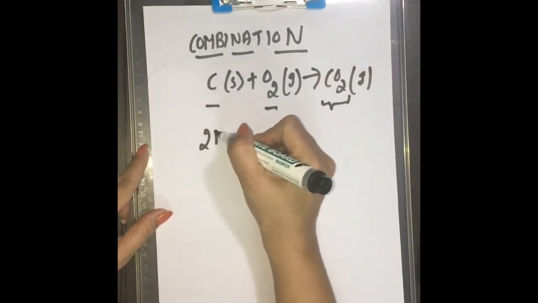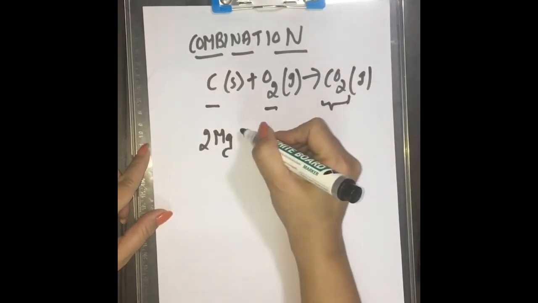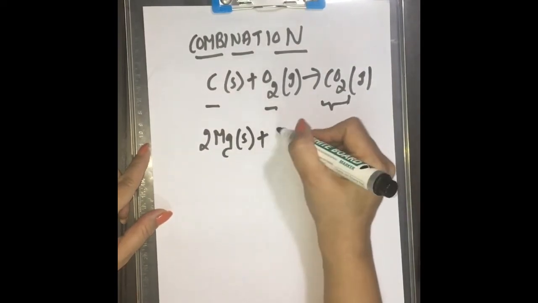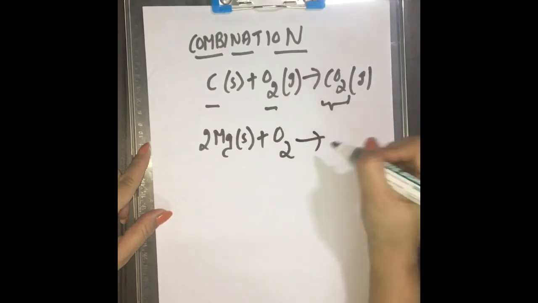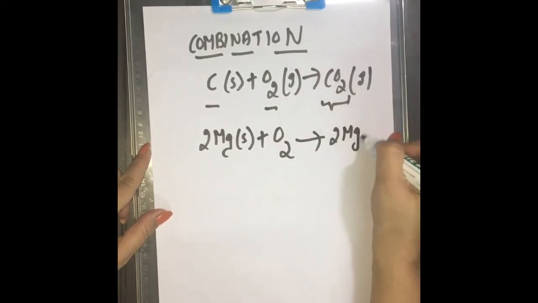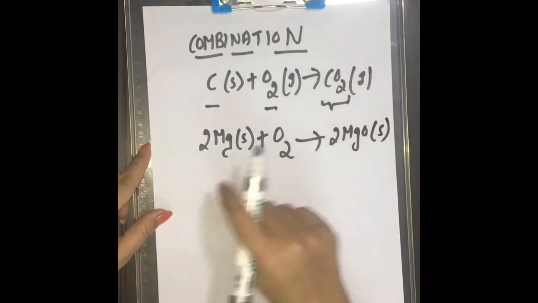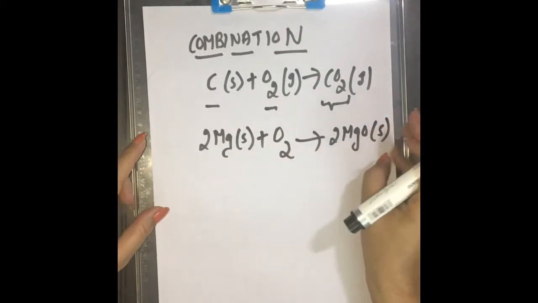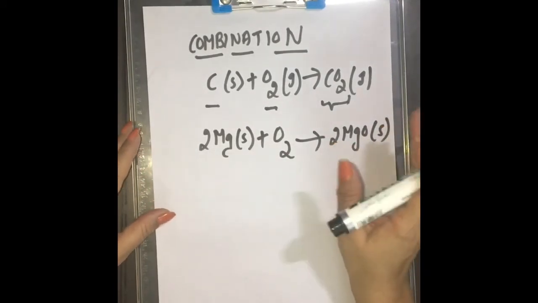This example you can also consider that we have done before. Magnesium burns in the presence of oxygen to give you magnesium oxide. That is again an example of combination reaction.